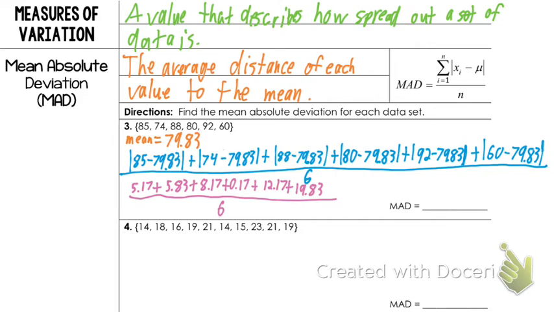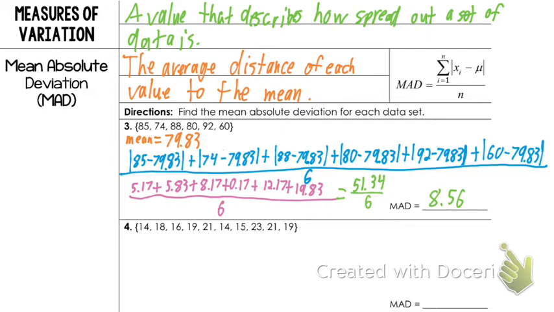So what we did was we said, this first piece of data, 85, is 5.17 from the mean. The second one is 5.83 from the mean. The third is 8.17 from the mean, and so on and so forth. And we're going to take the average of this. We're going to 2 decimal places. On the top you end up getting 51.34 divided by 6. And that gives us 8.56.